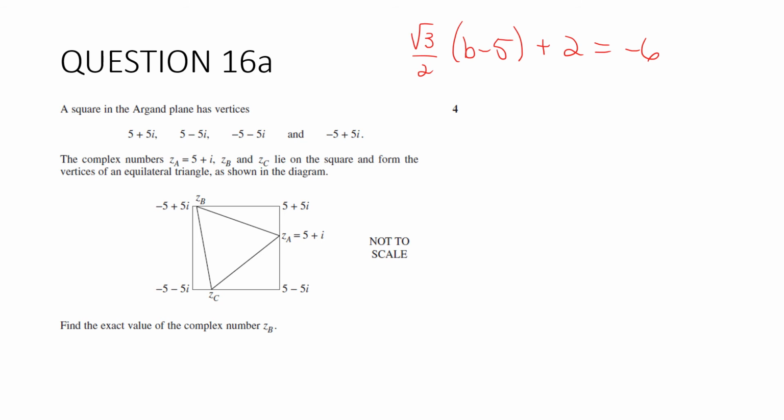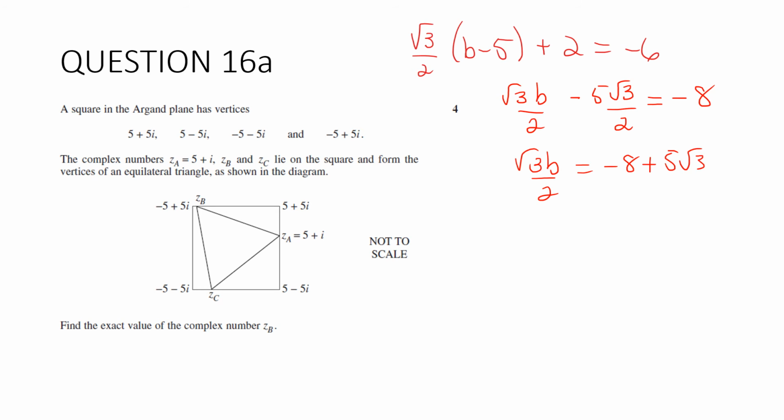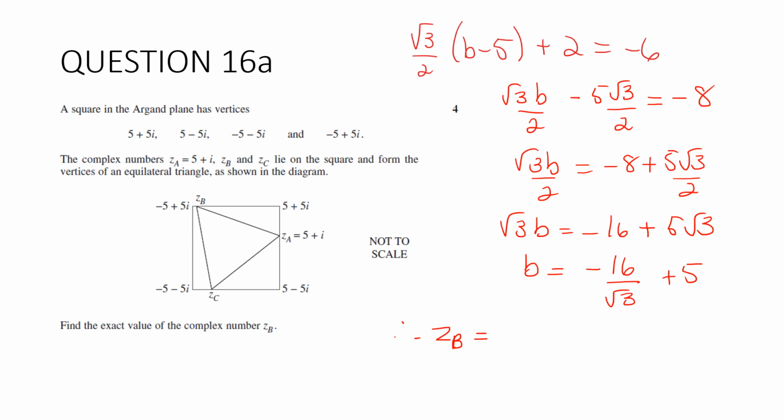And solving, we are going to get root 3 b on 2 minus 5 root 3 on 2 is equal to negative 8. Root 3 b on 2 is equal to negative 8 plus 5 root 3 on 2, multiplying everything by 2. Root 3 b is equal to negative 16 plus 5 root 3, and dividing by root 3, b is equal to negative 16 on root 3 plus 5. Therefore, ZB is going to be equal to negative 16 on root 3 plus 5 plus 5i.